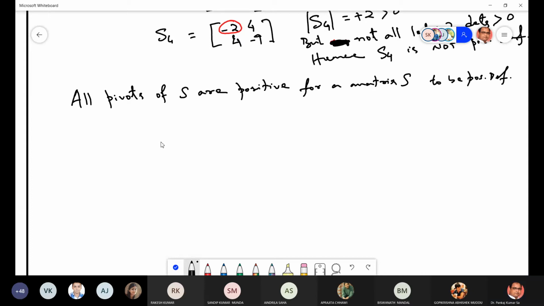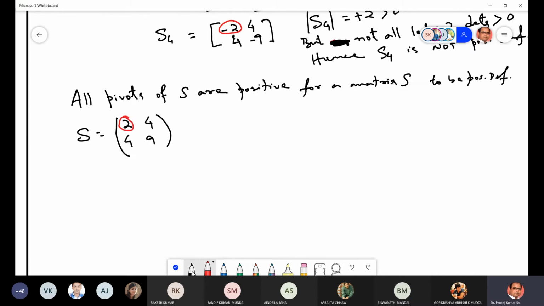So how do I determine the pivot elements? Let us say S is equal to 2, 4, 4, 9. Well, we know this is positive definite, but what are the pivot elements here? The first one is 2. Yeah, the first pivot is 2. So that is positive. That is for sure.